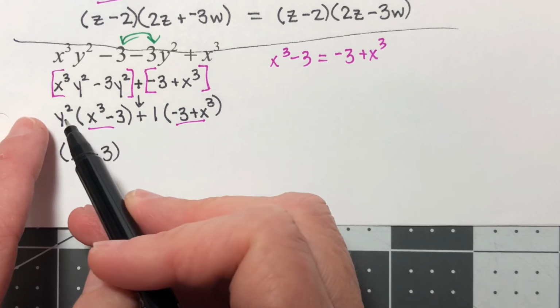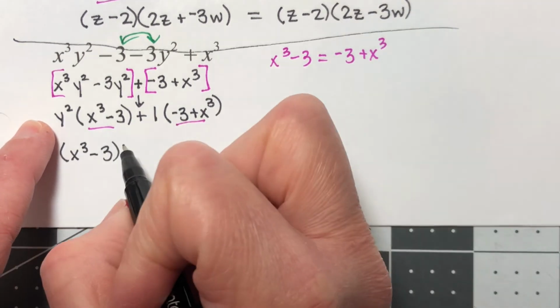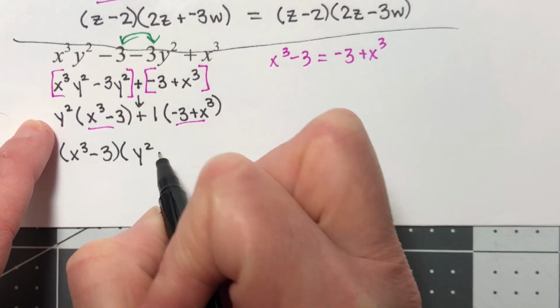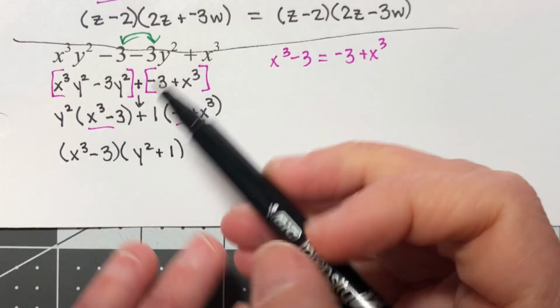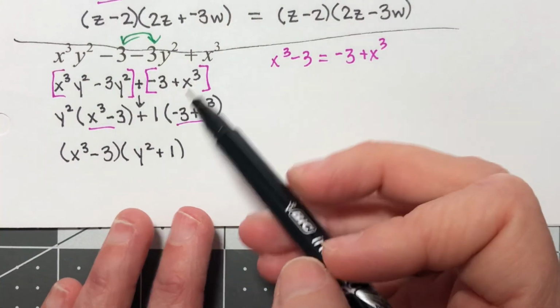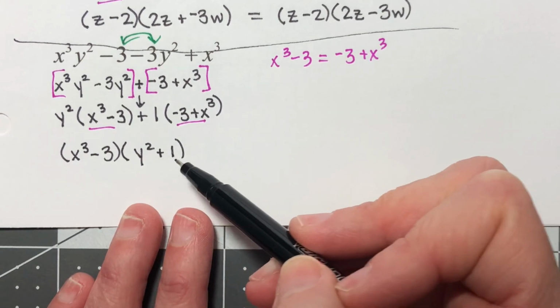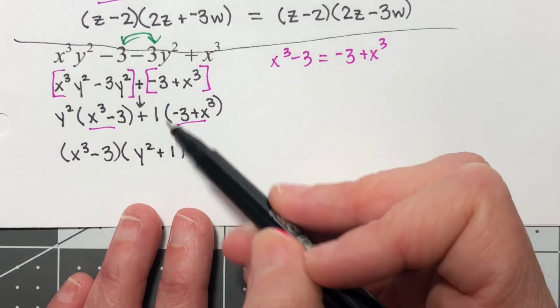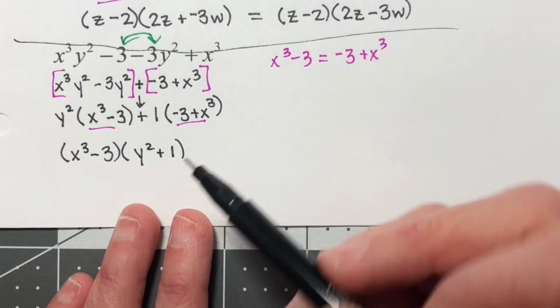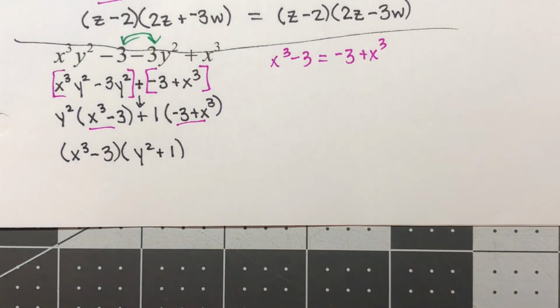Now we want to make a set of parentheses out of what we have left. That would be y squared plus 1. Technically, you could skip factoring out the 1, but then you would have to remember that it's there. You need it as a placeholder. It's much easier if you just go ahead and factor that out. Okay, so this is the end of 6.1.